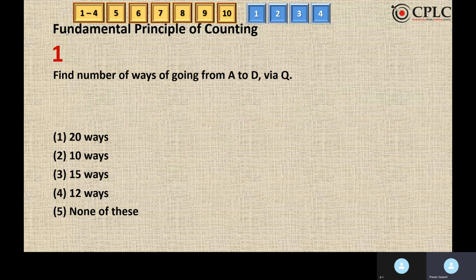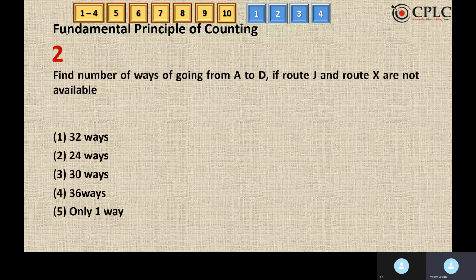First question says find the number of ways of going from A to D via Q. Second says find the number of ways of going from A to D if root J and root X are not available.